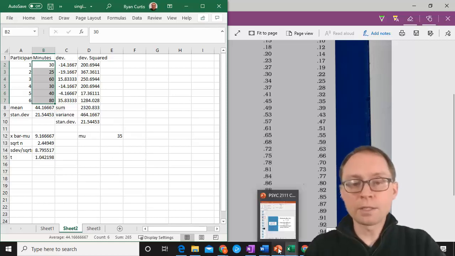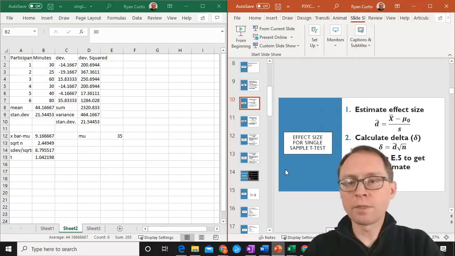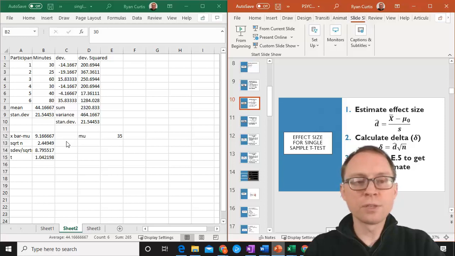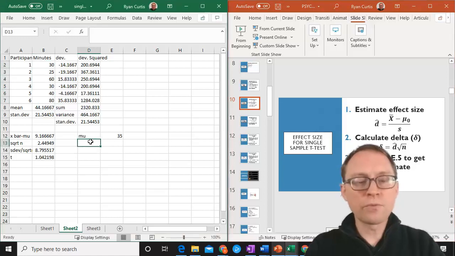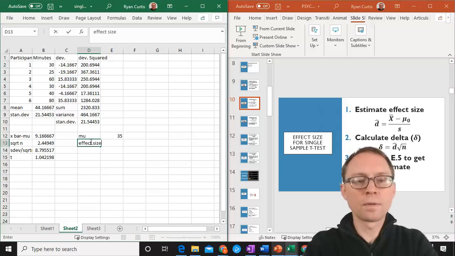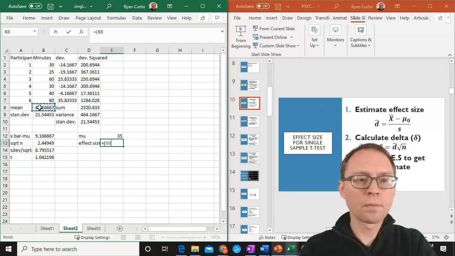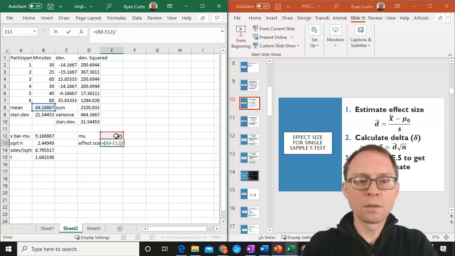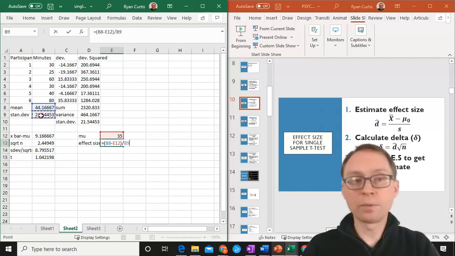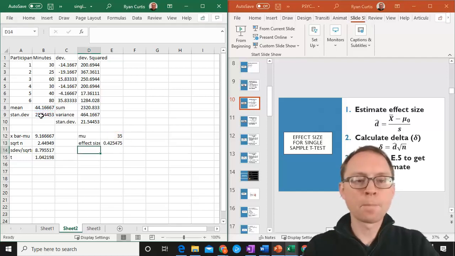Okay, now remember to calculate this, let's go ahead and put up everything that we need right here. So we are going to have the mean minus mu over the standard deviation. The effect size is going to be the sample's mean minus mu, the population's mean, divided by the standard deviation of the sample. This is our estimated effect size.